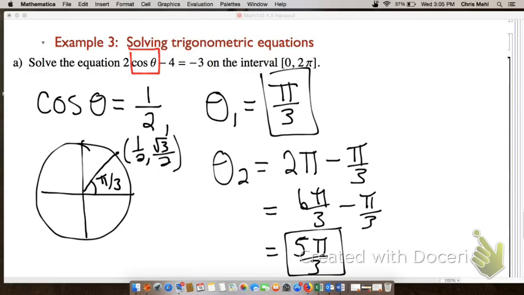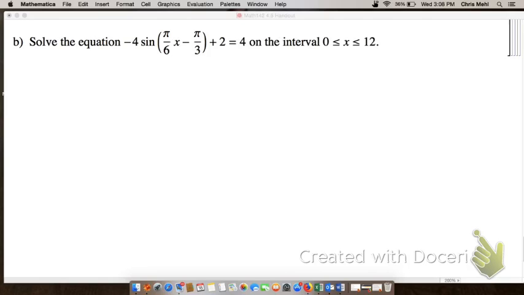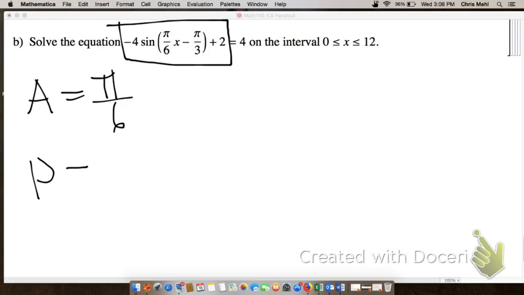Okay, just one more problem that's just slightly trickier. So now if I want to solve the equation -4 sine of (pi over 6 x minus pi over 3) plus 2 equals 4 on the interval from 0 to 12. Now, just looking at this, it's not necessarily easy to know how many solutions we're going to have on that interval. But if you look at this function on the left, that's a transformation of sine where b is equal to pi over 6. So the period p, which is 2 pi divided by pi over 6, ends up being 12.